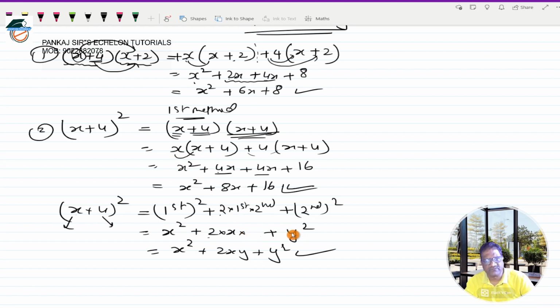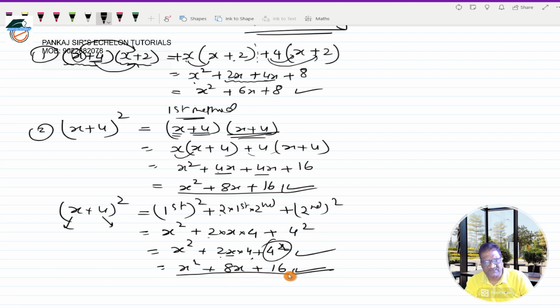Second term is 4. Okay, right. So the second term will be 4 and this will be 4 square. Second term will be 4 and this will be 4 square, isn't it? So this will work out to x square plus 2 into 4 is 8, and then there is an x over here, so 8x, and 4 square is 16. So can you see here you are getting the same answer as this, x square plus 8x plus 16.